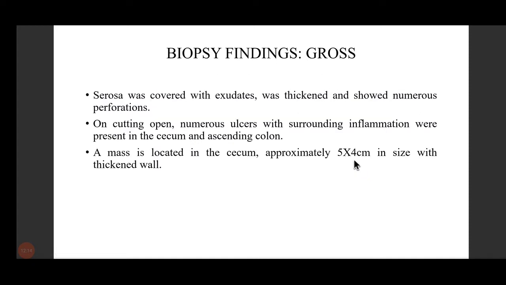On biopsy, serosa was covered on gross. When we got the specimen of colectomy and were doing the grossing of that specimen, we could see serosa was covered with exudates. It was thickened and showed numerous perforations. So perforation and peritonitis, that we could see on the basis of history and clinical examination. On cutting open the specimen, numerous ulcers with surrounding inflammation were present in the cecum and ascending colon. A mass is located in the cecum, approximately 5 into 4 centimeters in size, with thickened wall.